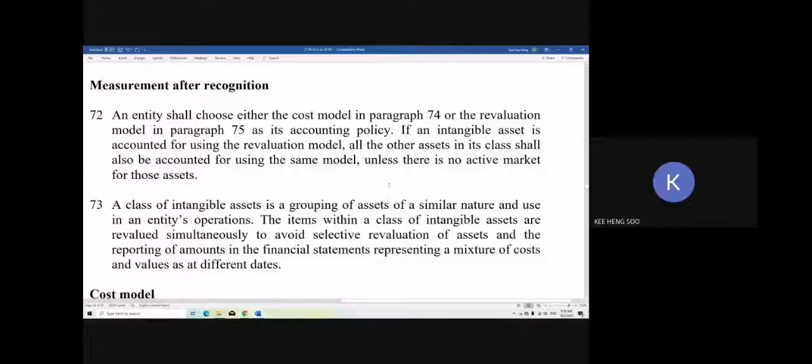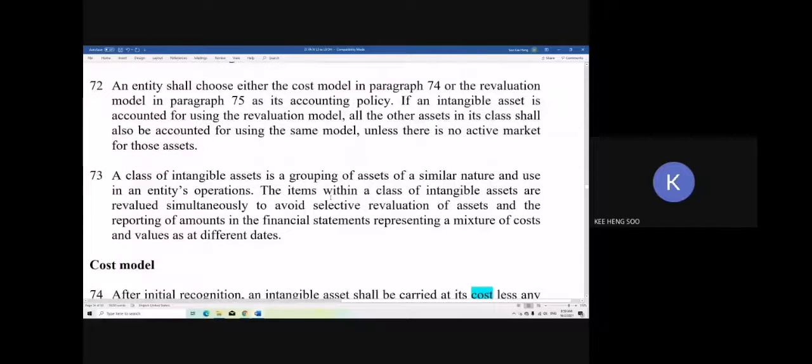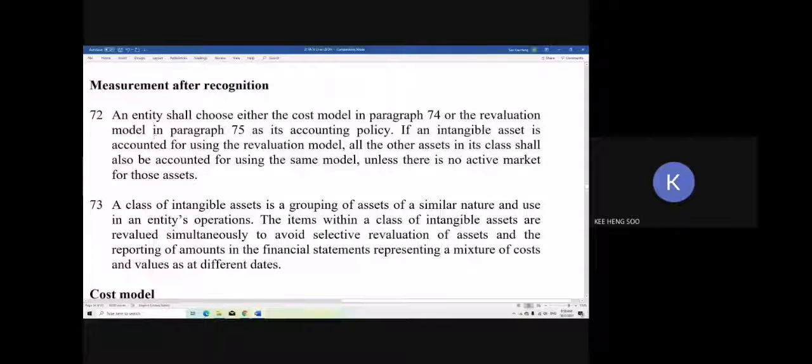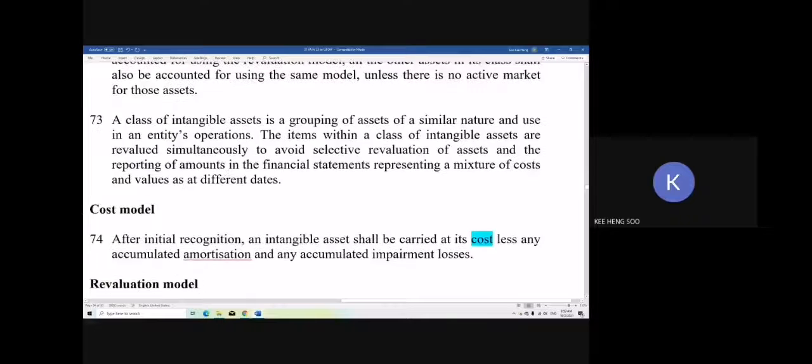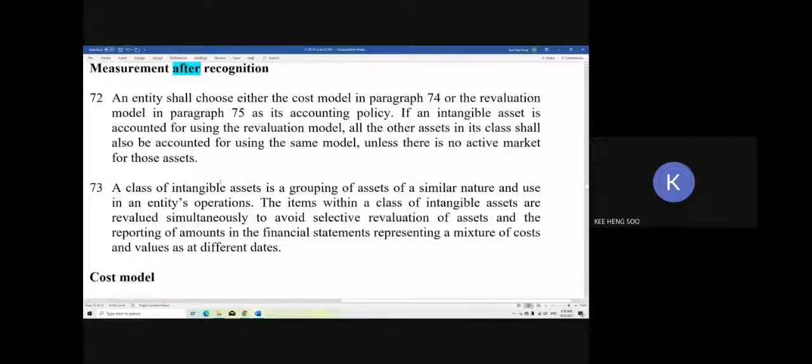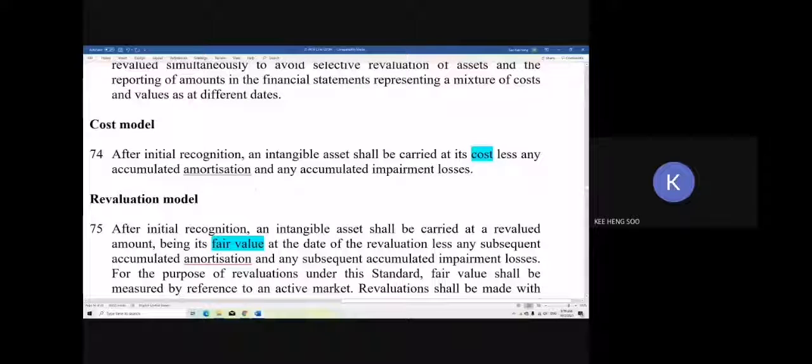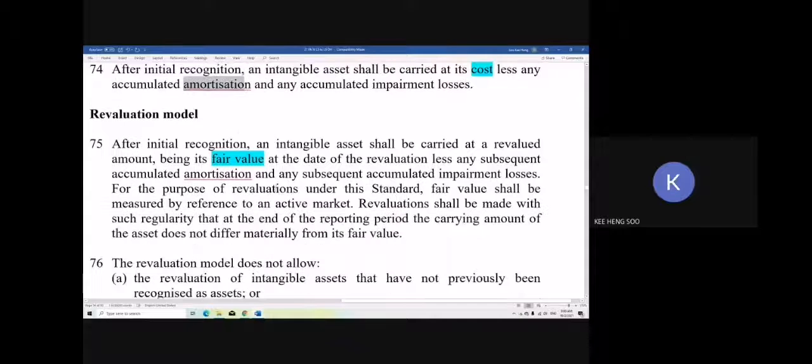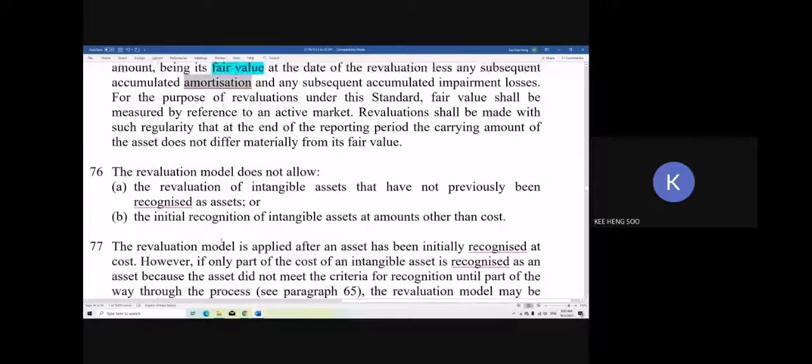Now, again, same thing like your IAS 16. Measurement after the recognition: you can choose the cost model or the fair value model. Do you see that it's the same? Cost minus accumulated amortization. Fair value also minus accumulated amortization. Same, huh? In your IAS 16, it's the same.